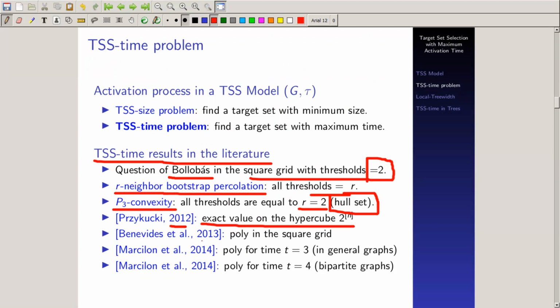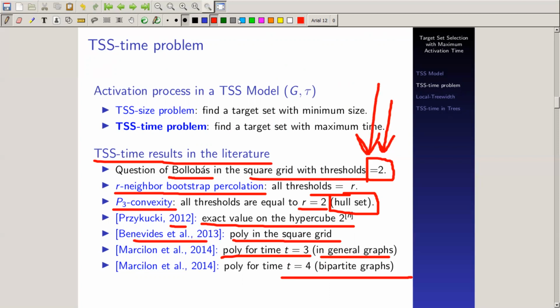It was proved that this problem is polynomial time solvable in the square grid when all thresholds are 2. And the decision problem is polynomial time solvable for time 3 in general graphs and time 4 in bipartite graphs when all thresholds are 2.